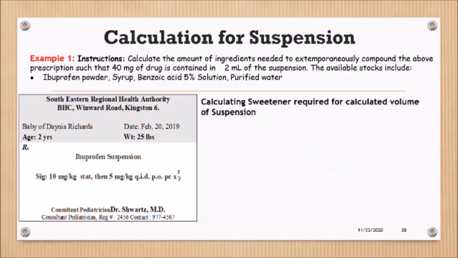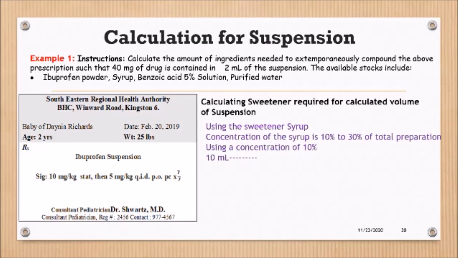All right. Next step, we have to calculate the sweetener, which is one of the list of ingredients that they are requiring us to calculate. If we recall, the amount of sweetener, which is syrup that we normally use, is between a range of 10 to 30%. We decided to use 10%. That means 10 mils of the syrup will be in every 100 mils of suspension. Therefore, how many mils of syrup will be in 65.3 mils of the suspension? It's 6.5 mils.